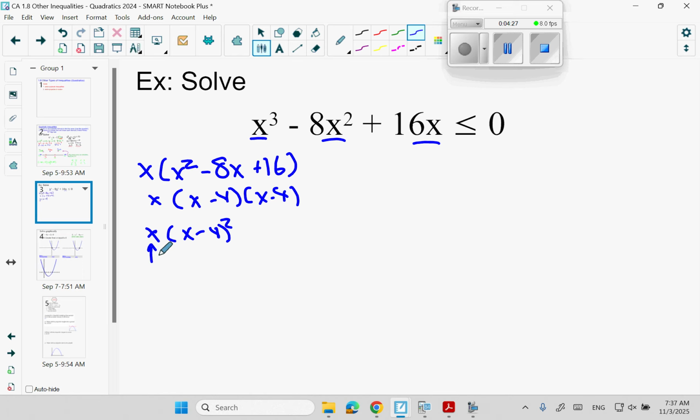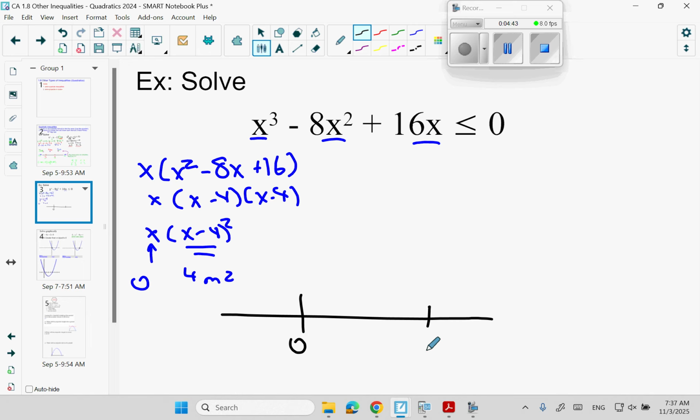I could set this equal to 0, giving me 0. This equal to 0, giving me 4. And I get 4 a second time. I have a multiplicity of 2, which is kind of interesting. So I can graph it on my number line. 0 and 4. Okay, I need to pick a number less than 0, so negative 1. Between 0 and 4, so 2. Greater than 4, so 5. So we can plug in all of those numbers.